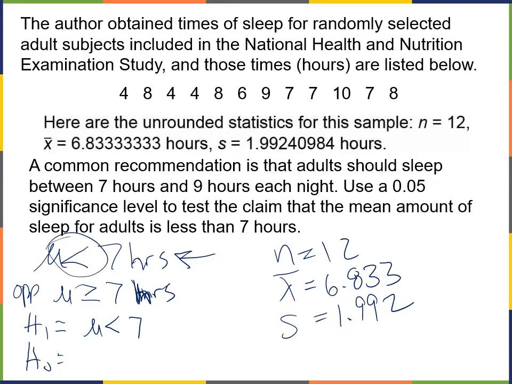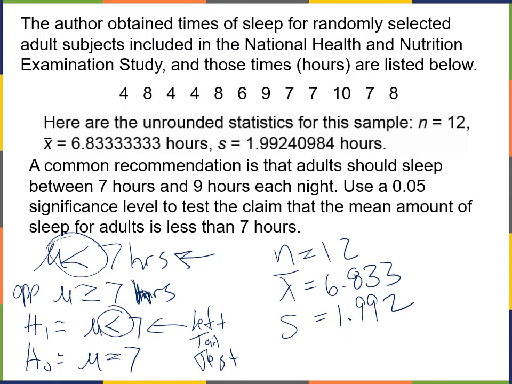Okay? And then the mean equals 7 hours is our H sub 0 because it's always equal. Now, this tells me I have a left-tailed test because of this symbol right here. So all that we can get pretty easily.